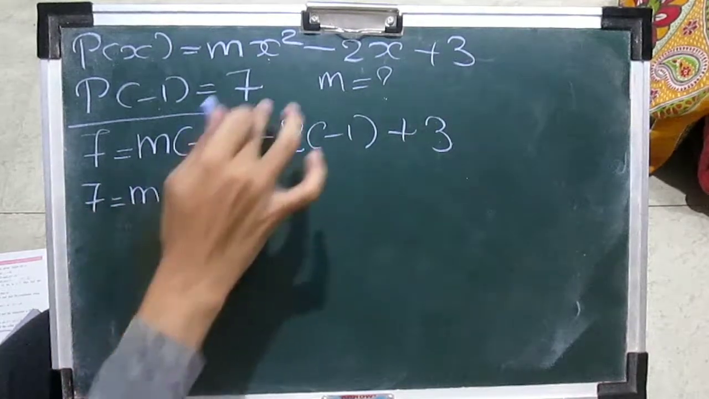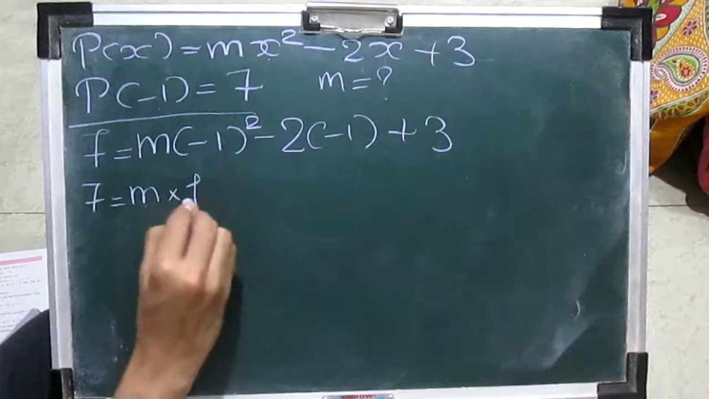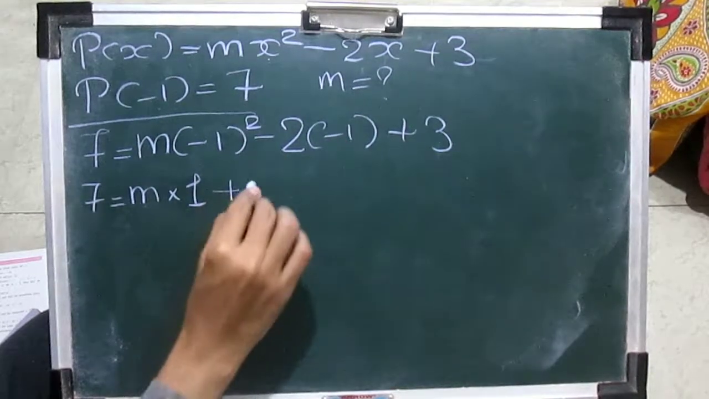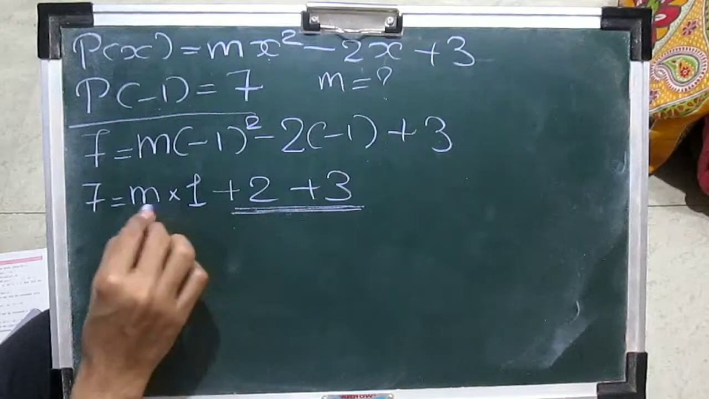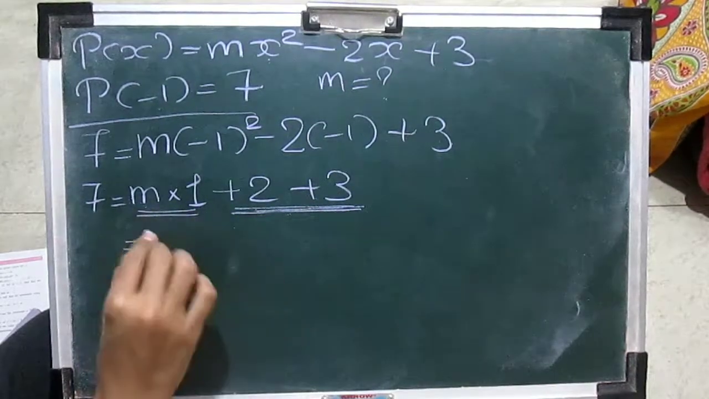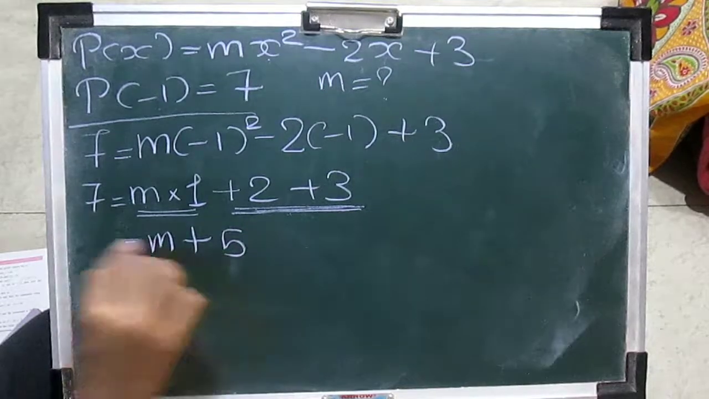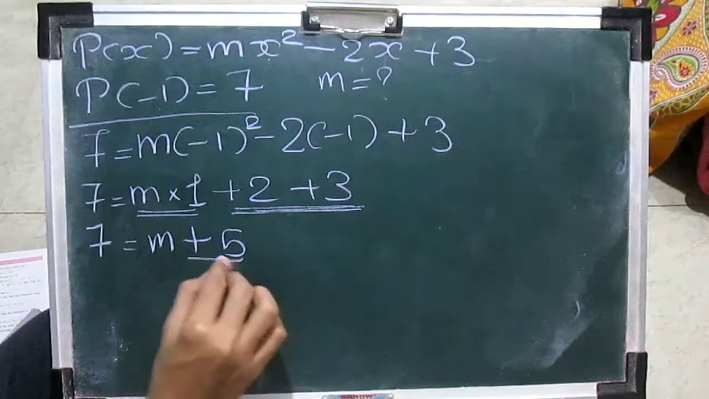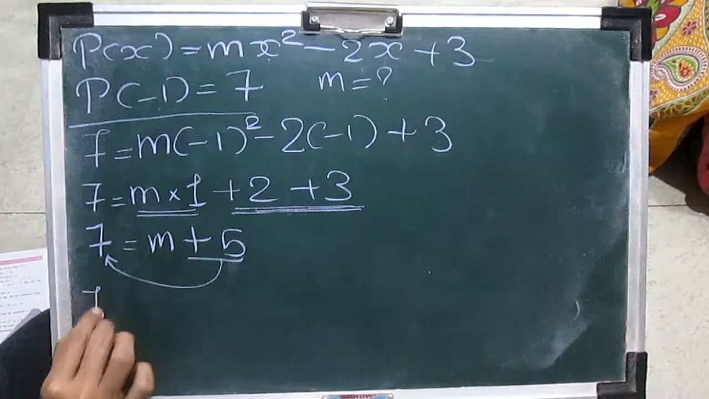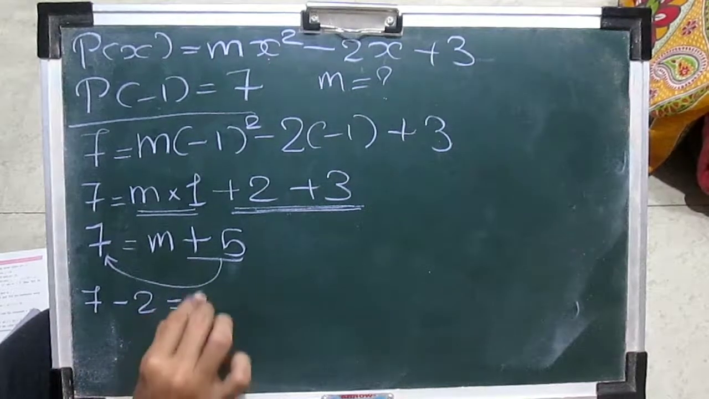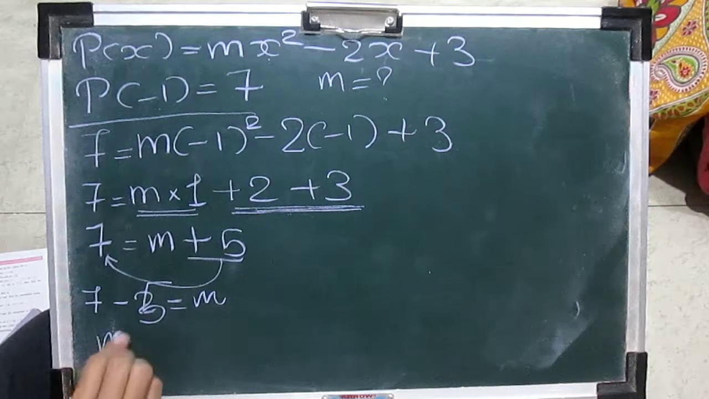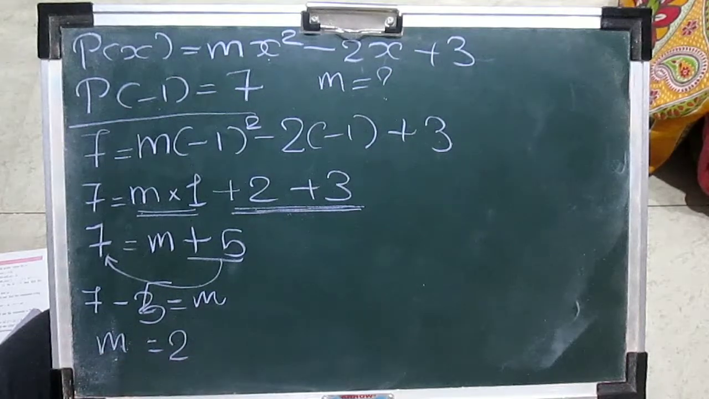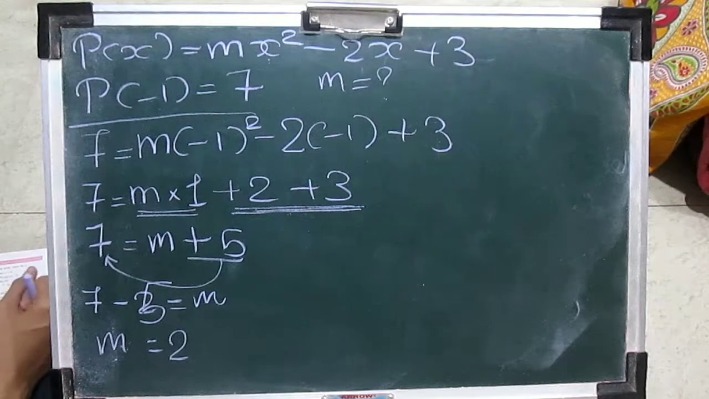So 7 is the same as m times, minus 1 square is 1, correct? Minus times minus will be plus 2, plus 3. Okay, I can do this together right now. So m into 1 is m, plus 5, and over here it is 7. This plus 5 will come to this side and become minus. So it is 7 minus 5 is equal to m, and that m becomes 2. Okay, so this way it is simple. Others are also simple, 1, 2, 3. You can try those.